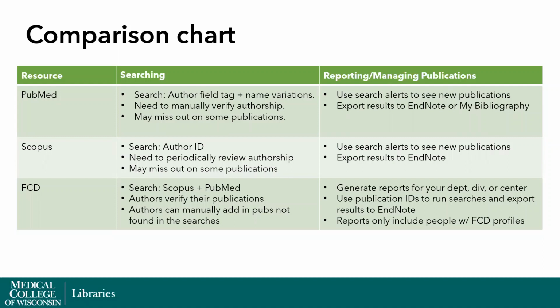For Scopus, the author IDs are super convenient. However, they're machine generated and not always 100% correct. So you do need to periodically review the authorship to make sure that the articles in fact belong to the researcher. And PubMed and Scopus both may miss out on some publications that are included in one resource and not the other, or neither.